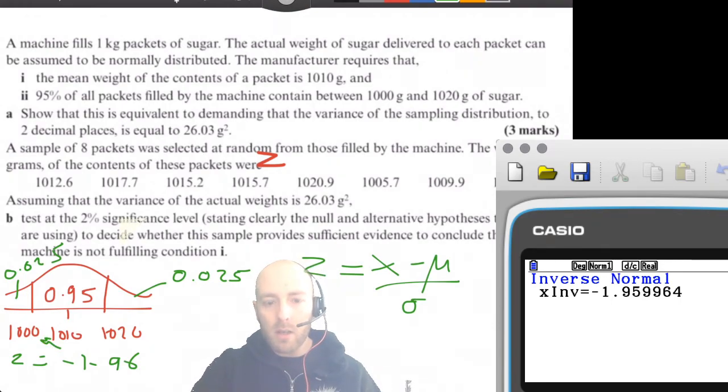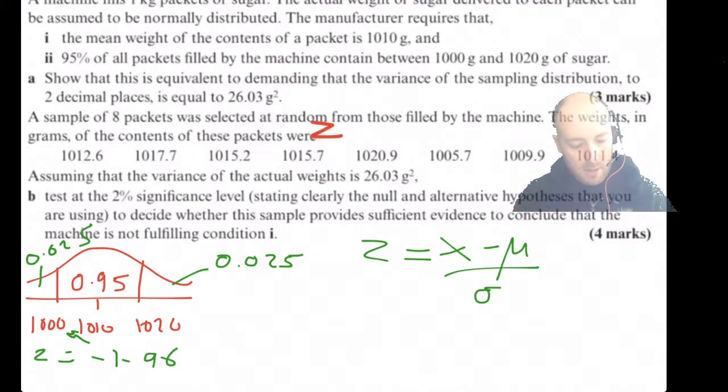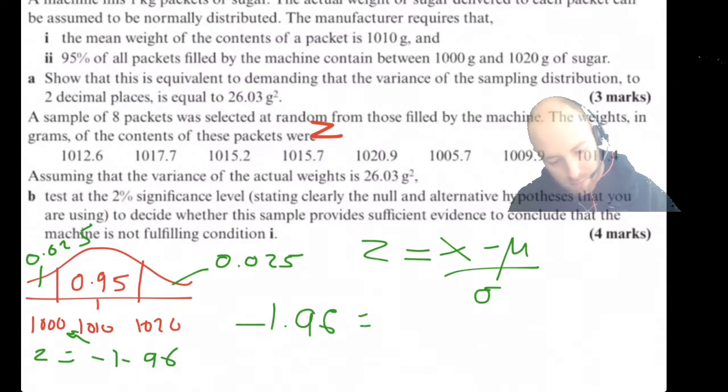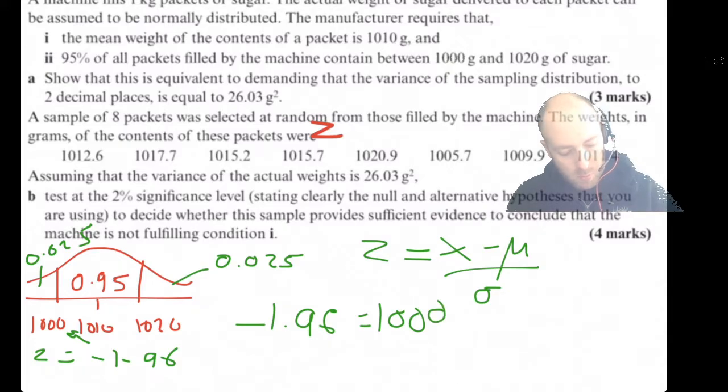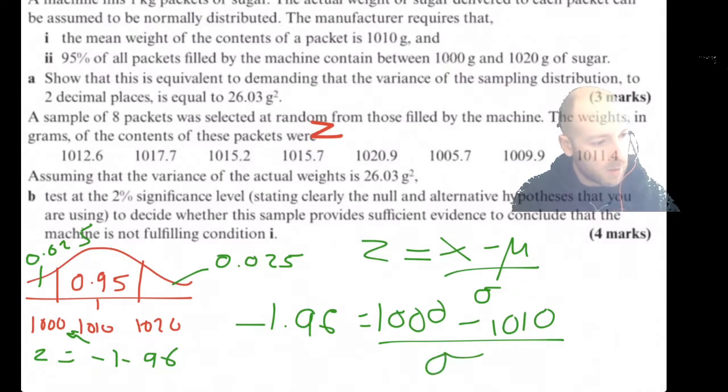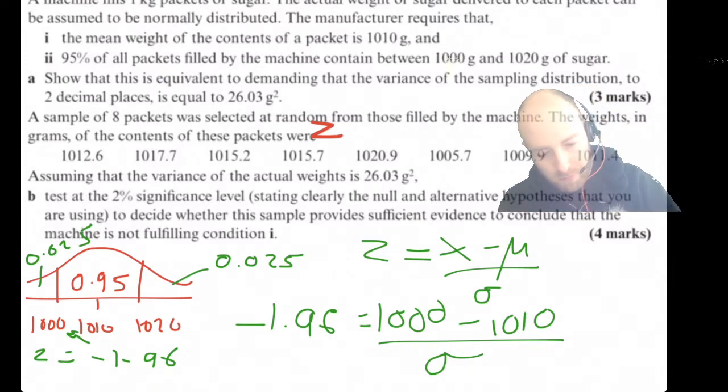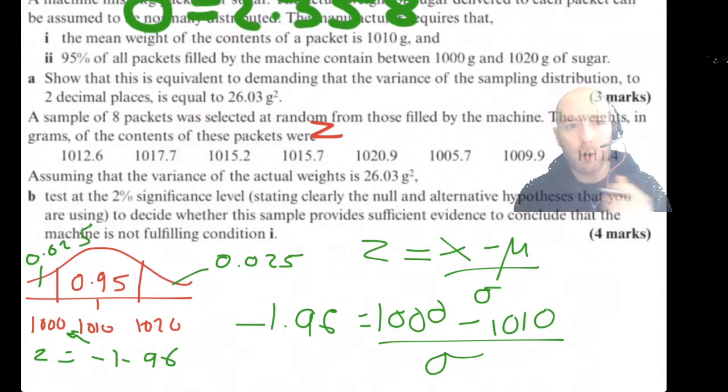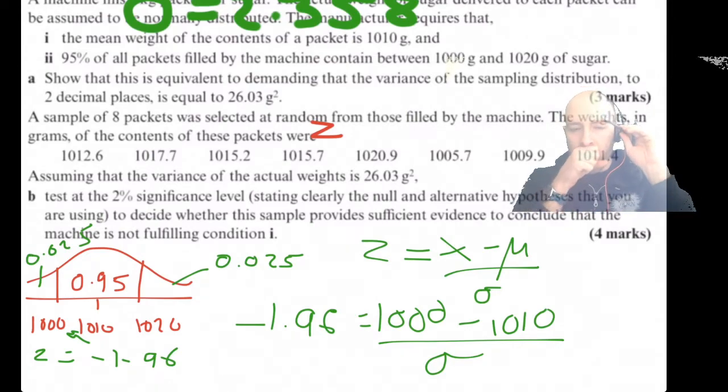Right, so we're going to then code or uncode everything. So we put Z in: minus 1.96 equals X, where X is 1000 to correspond with that one, minus mu, which is 1010, and sigma goes on the bottom. If you solve that, you get sigma is... what'd you get? Sigma is 2.358. Cool. And if you square 2.358, you get the value.